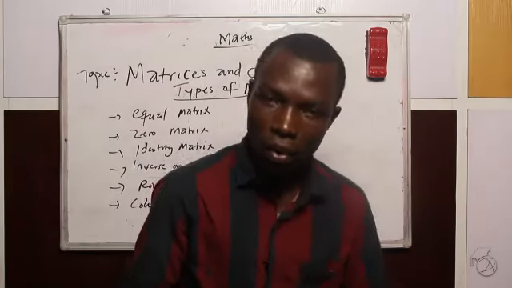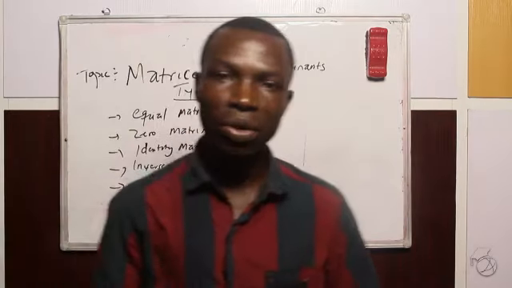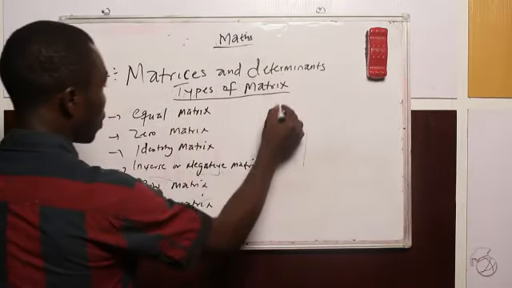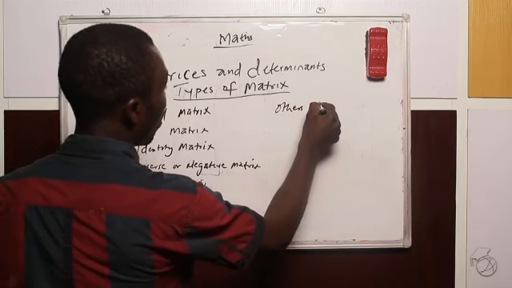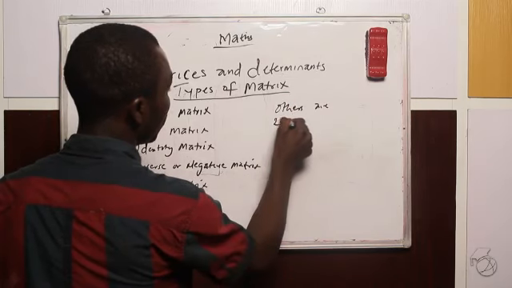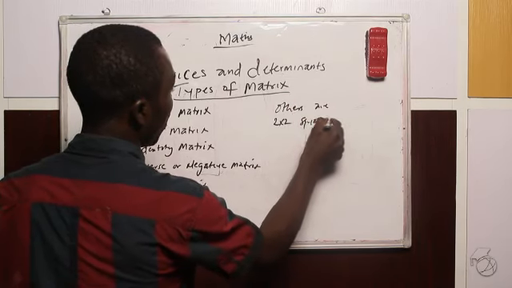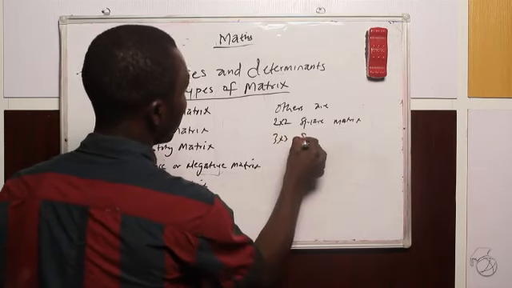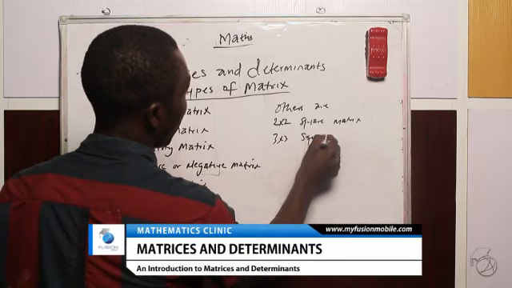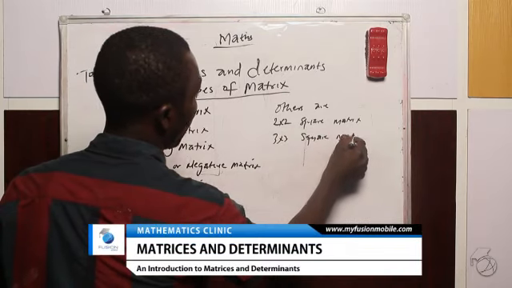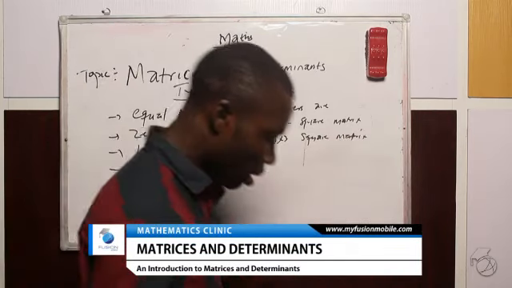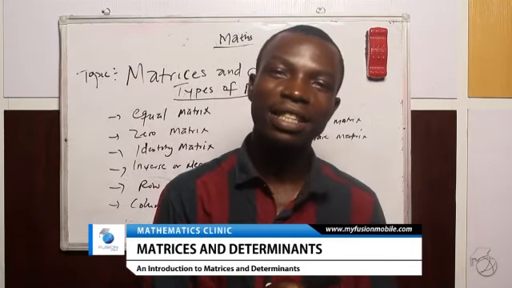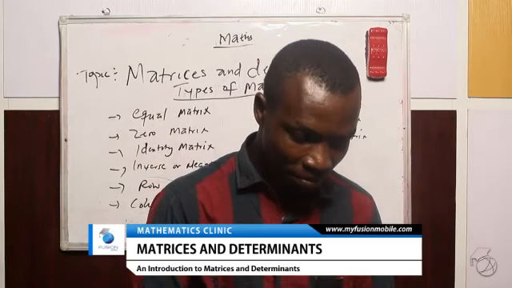Other types of matrix are the 2 times 2 square matrix and the 3 times 3 square matrix.